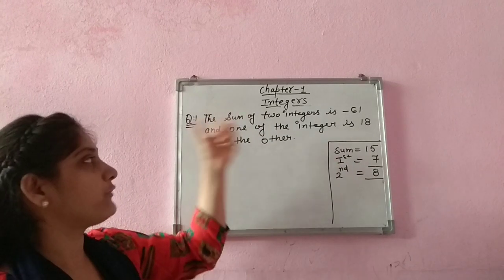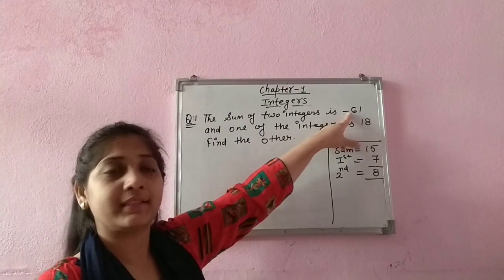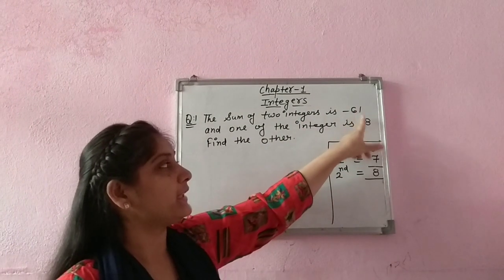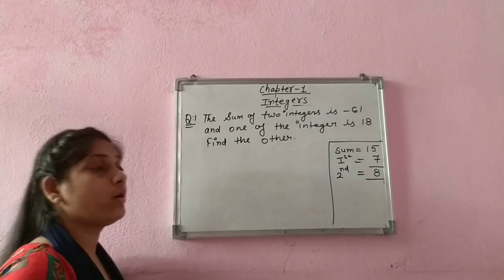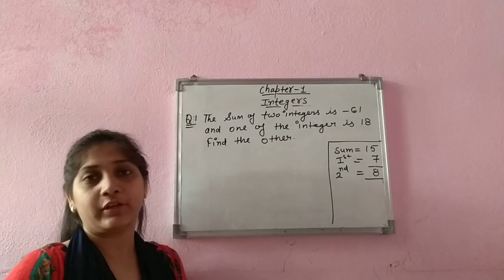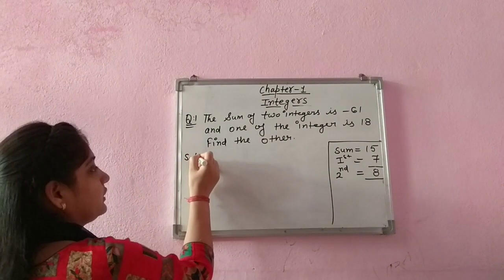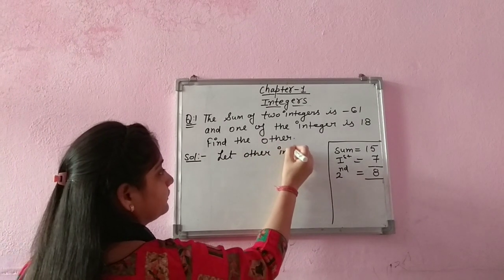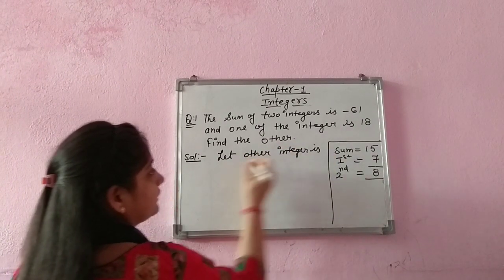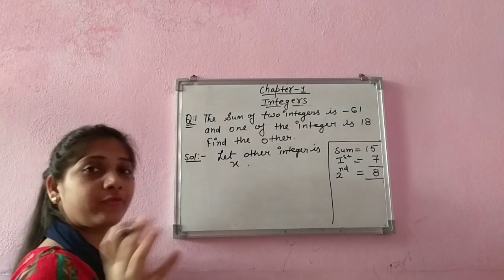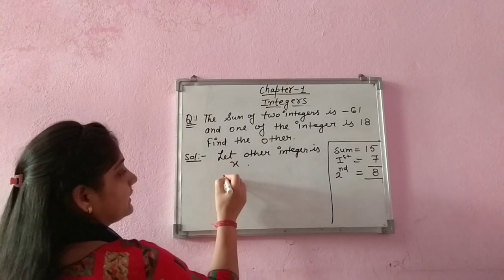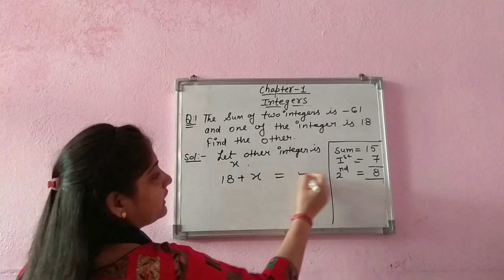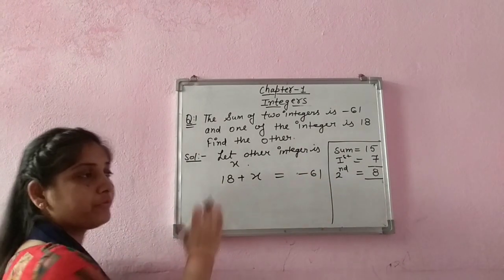So the same procedure we have to apply here: the sum is -61 and one of the integers is 18. To find the other one, we have to subtract 18 from -61, or we can take any unknown variable for the other integer. So see its solution. Let the other integer be x. So the sum of the first and second integer: the first integer is 18 and the other integer is x. So the sum of these two integers will be -61. We have framed an equation.